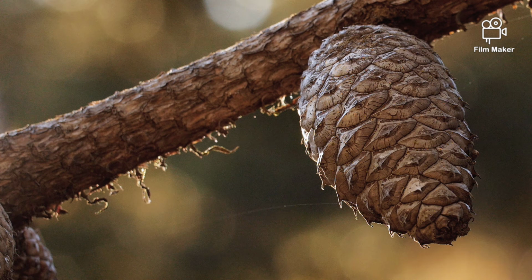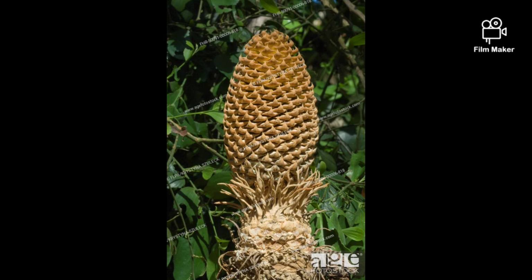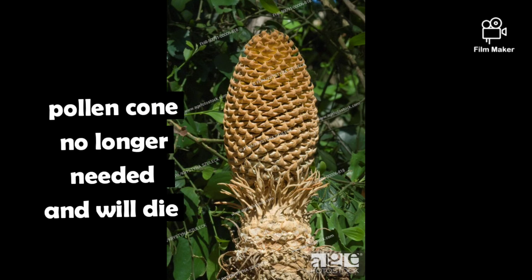Okay, so when the pollen is away from the pollen cones, the pollen cone is no longer needed, so it shrivels up. It means it will shrink. Okay, it will get dry and it will get weak, so it will die.